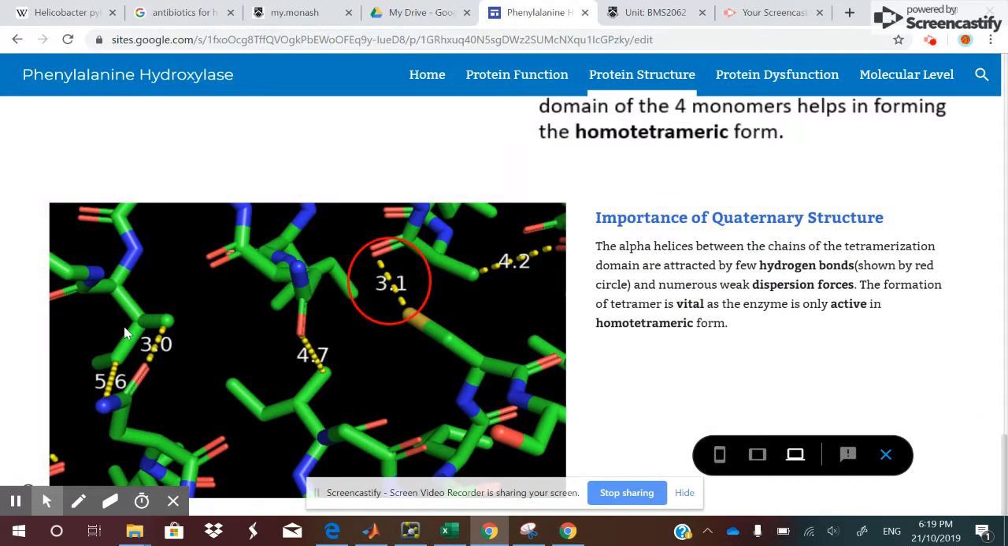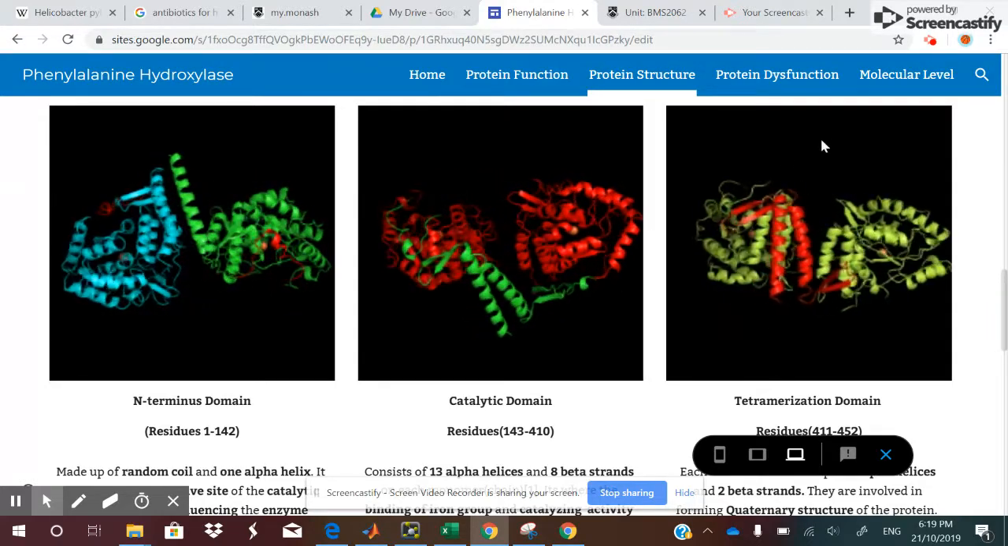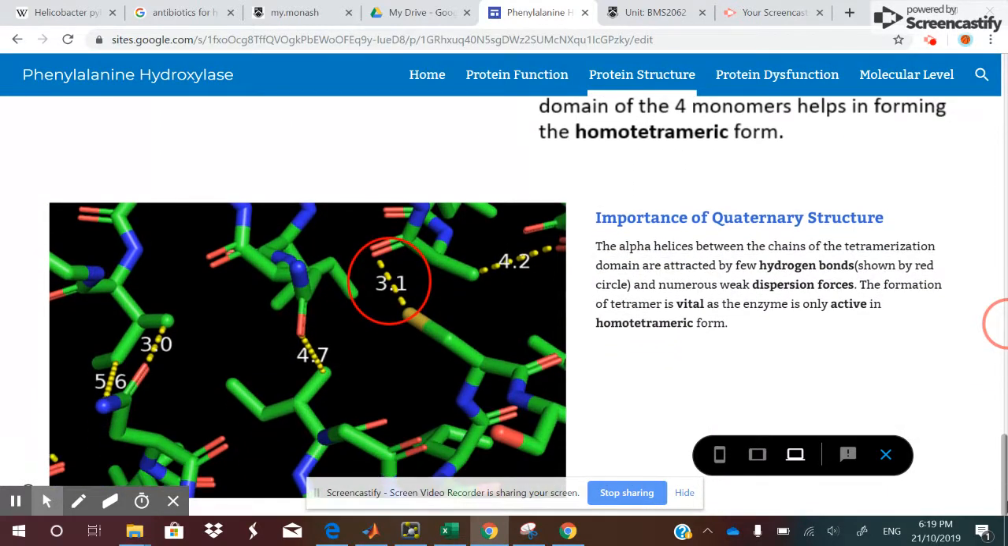This shows the connection between the alpha helices of the tetramerization domain to form quaternary structure. That there, circled by red, is a hydrogen bond. All the others, like these, are weak dispersion forces occurring between two alpha helices of different tetramerization domains.